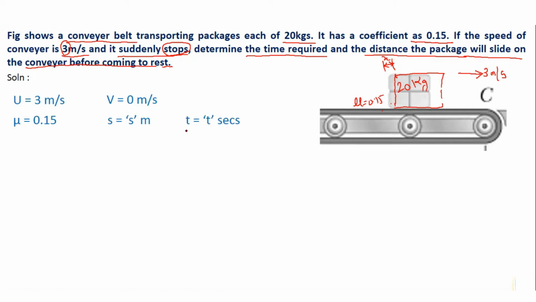We need to find out the displacement and the time. To find displacement and time, we need to use the equations of motion, which are either s is equal to ut plus half at square, or v is equal to u plus at, or v square is equal to u square plus 2as. If you observe all these three equations, every equation contains the acceleration. So my first step will be to find the value of acceleration.